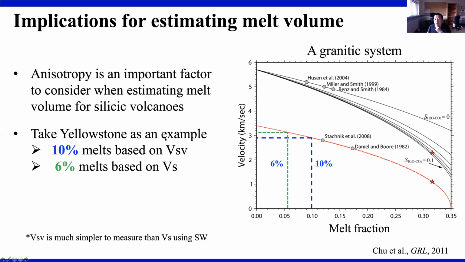So just to give you an idea how big that difference would be, if we take Yellowstone as one example, and use a relationship where you have the velocity as a function of melt fraction, a granite system derived for Yellowstone. If you take what we observe in terms of VSV, it gives you about 10% melt, compared to 6% if you use the isotropic VS, which is the average of the VSV and the VSH. I think this makes quite a huge difference in terms of melt volumes. So that further impacts your assessing the health state of a volcano.